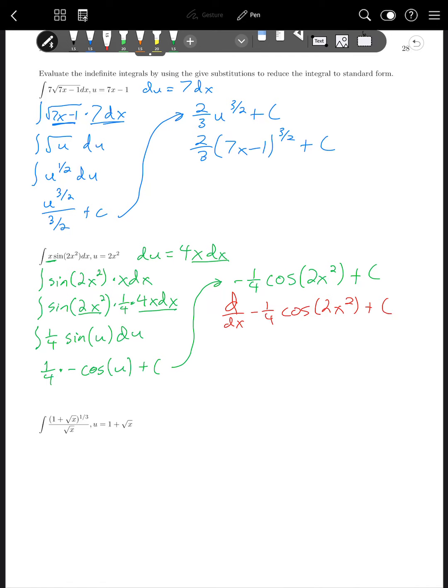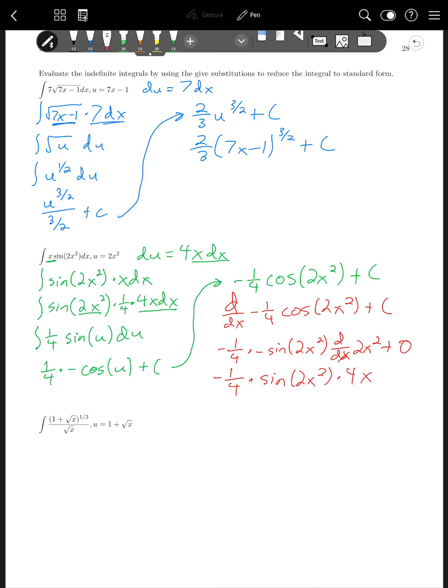well, the negative 1/4 just stays out in front. And then we're going to have to use the chain rule. So the derivative of cosine is negative sine of 2x squared. And I'm using the chain rule, so I have to do d/dx of the inside, which is 2x squared. And the derivative of c is just 0, so plus 0. And then the derivative of 2x squared is 4x. So this would be negative 1/4 times sine of 2x squared times 4x.